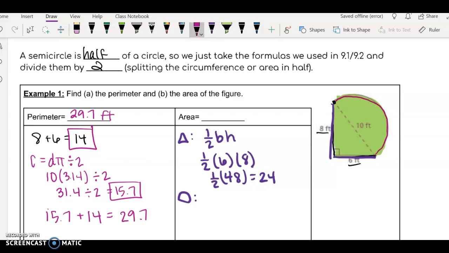Now I'm going to take a look at my semicircle. We know the area of a circle is pi r squared. So pi, we use 3.14, times my radius. And remember, your radius is half of your diameter. My diameter equals 10, so my radius is 5. So I'm going to do 3.14 times 5 squared, which is the same thing as doing 3.14 times 5 times 5.